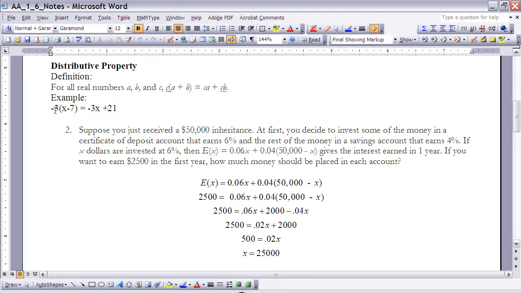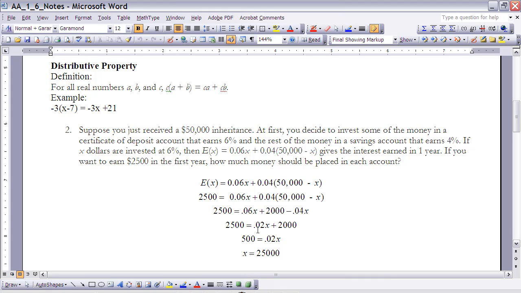Okay. Because I want my interest after 1 year, the value of E of x, to be equal to 2,500, I'm going to replace E of x with 2,500. Now I'm going to solve this. The first thing I'm going to do in my solving process is use the distributive property, because if I distribute that through, that will allow me to combine my like terms, my 0.06x and my negative 0.04x, to get this.